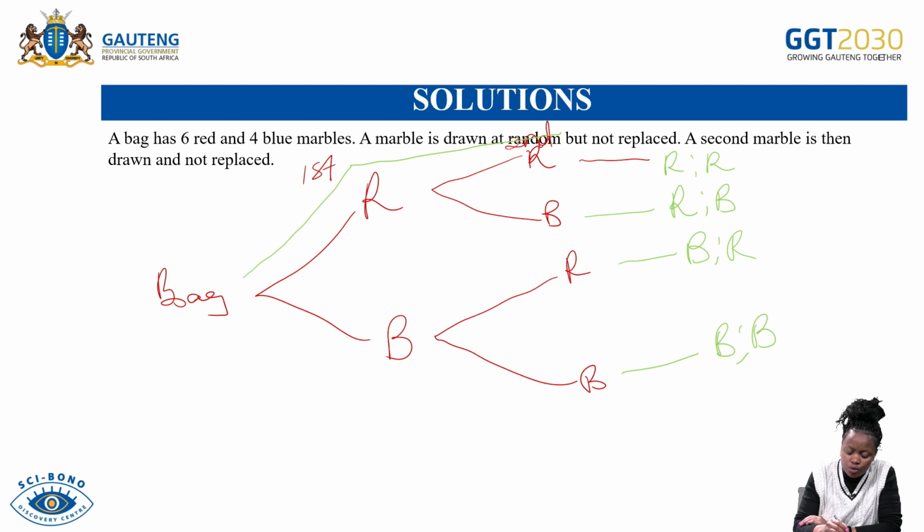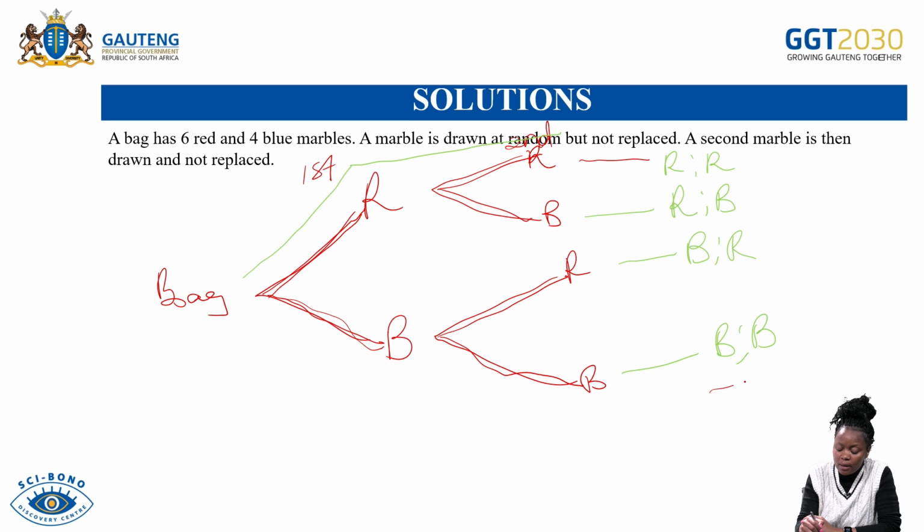Okay, so you can get a red and a red marble, or you can get a red marble and a blue marble, or you can get a blue marble and a red one, or you can get a blue and another blue marble. These are my possible outcomes. So I've got 4 possible outcomes. Okay, so let's write our probabilities.